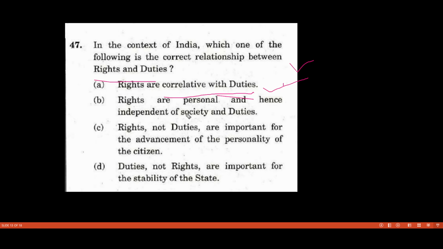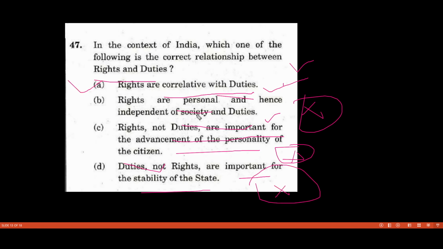Still, let's analyze. So, rights are personal and hence independent of duties and societies and duties. So this is a very contradictory statement. We can mark it as wrong, because we have such rights as well, for implementing which it is important that other people also recognize other people's rights. And then rights, not duties, are important for advancement of the personality of the citizen. And it is not like that. So again, this is one of the extreme statements. And then duties, not rights, are important for the stability of the state. Again, one of the extreme statements.